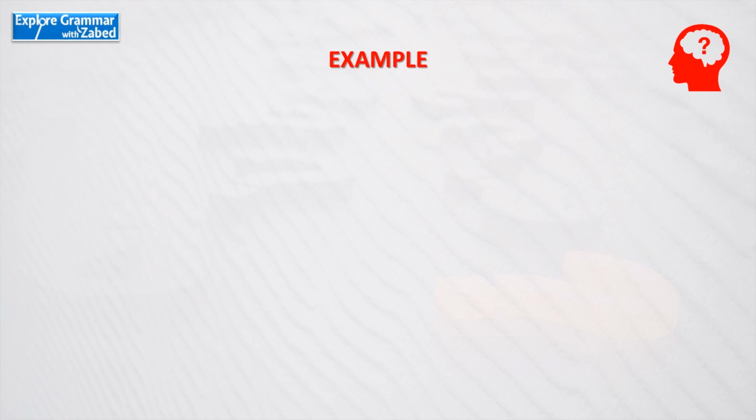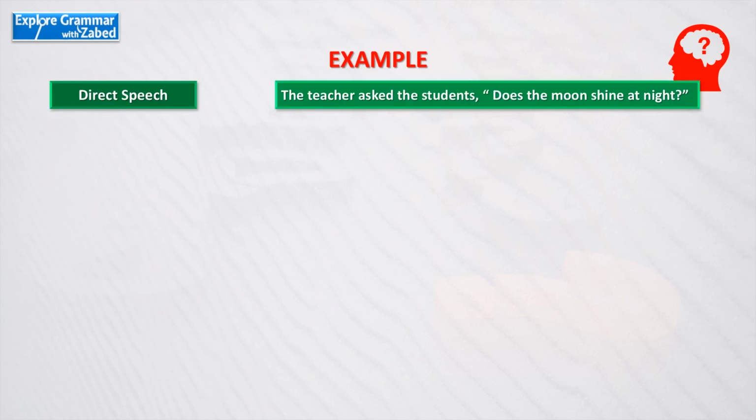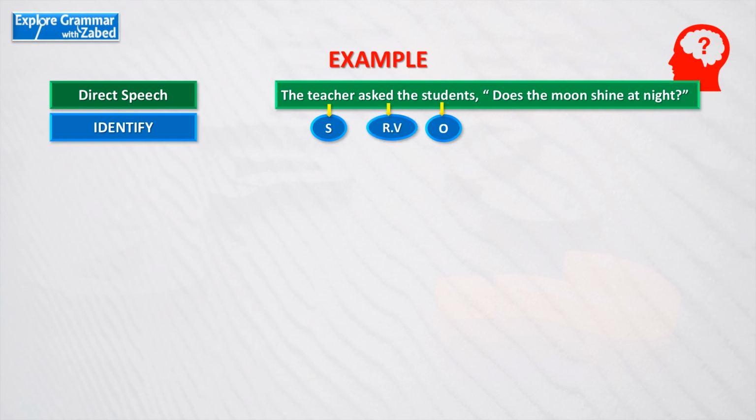The teacher asked the students, does the moon shine at night? First step is to identify. Here, teacher is the subject, students is the object, asked is the reporting verb. Here, asked is in past form, but the given interrogative sentence is an example of universal truth. So, there won't be any change of tense in this case.